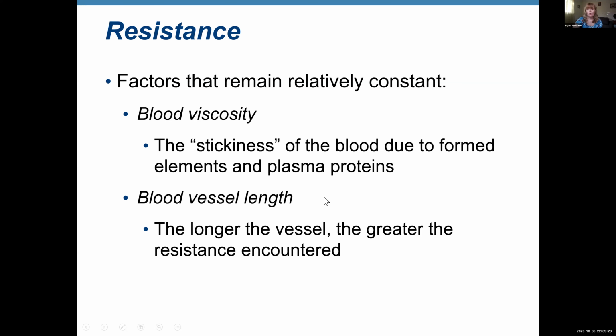Blood vessel length also should stay pretty much constant in your body. But we know the longer the vessels, the greater the resistance. So why would we have longer blood vessels? For example, people with obesity: the bigger your body gets, the longer your blood vessels are. So we can keep in mind that when people gain extra weight, that increases the overall length of their blood vessels, and this increases the resistance to blood flow.